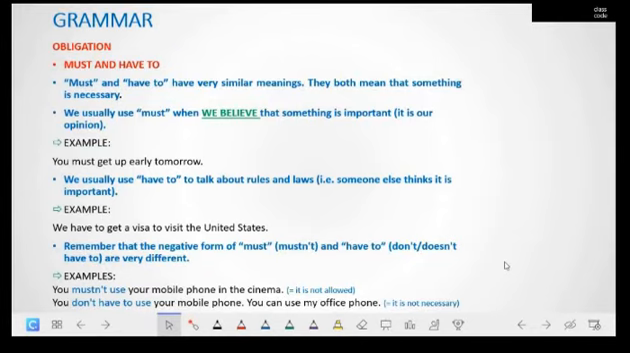We usually use have to talk about rules and laws. I think this is what we have been discussing so far. I.e., someone else thinks it is important.